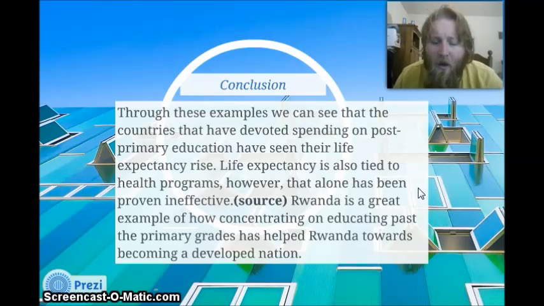So in conclusion, through these examples, we can see that the countries that have devoted spending on post-primary education have seen their life expectancy rise. Life expectancy is also tied to health programs. However, that alone has been proven ineffective. Rwanda is a great example of how concentrating on educating past the primary grades has helped Rwanda towards becoming a developed nation.